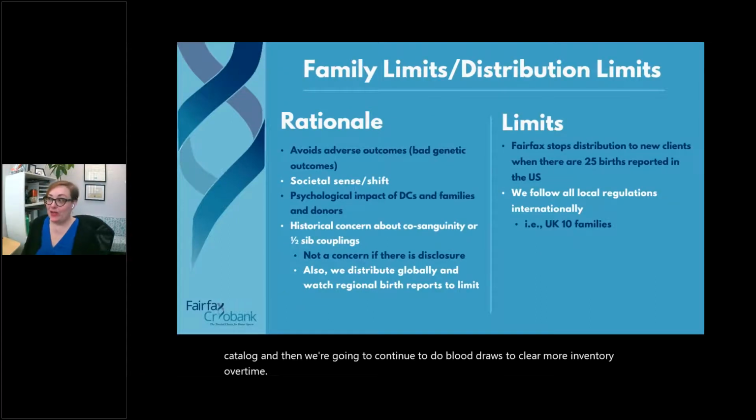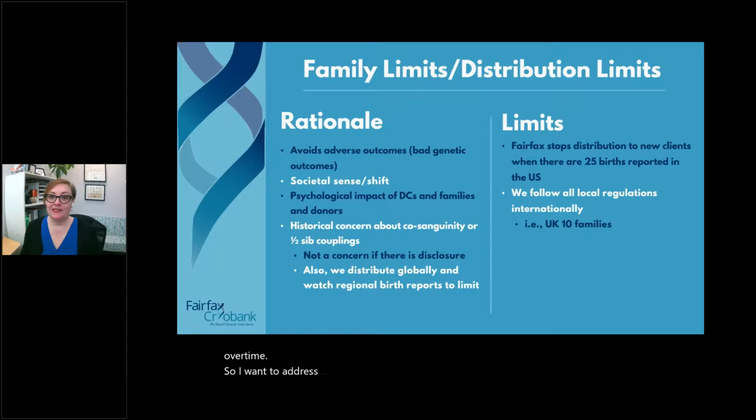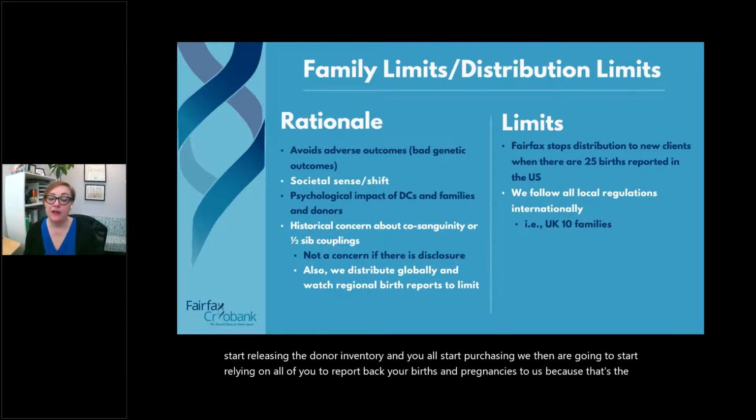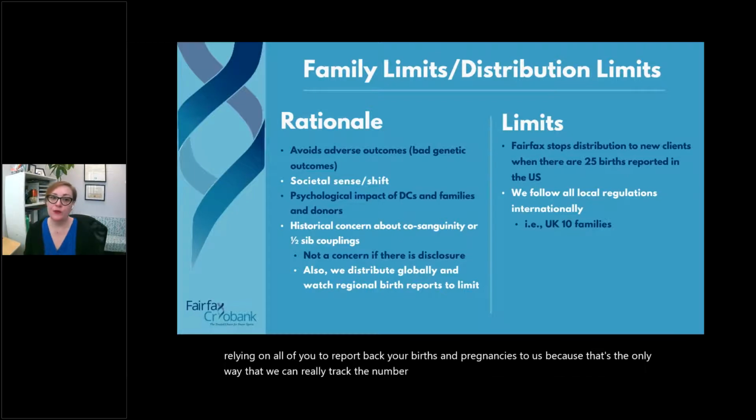So I want to address family limits and distribution limits. This is the next part of it. Once we start releasing the donor inventory and you all start purchasing, we are then going to start relying on all of you to report back your births and pregnancies to us, because that's the only way that we can really track the number of families for each of our donors. We made the decision years ago to stop distribution when we have 25 reported families.